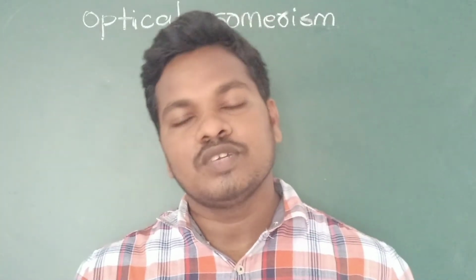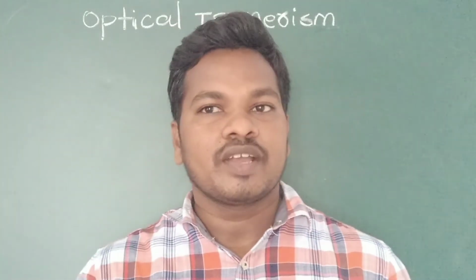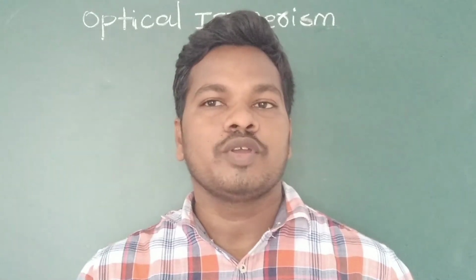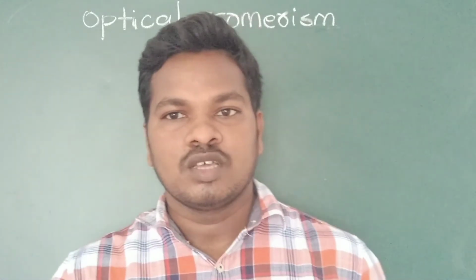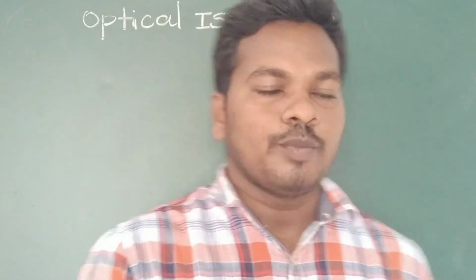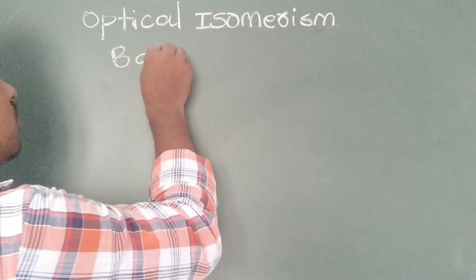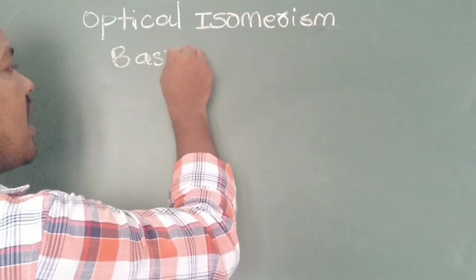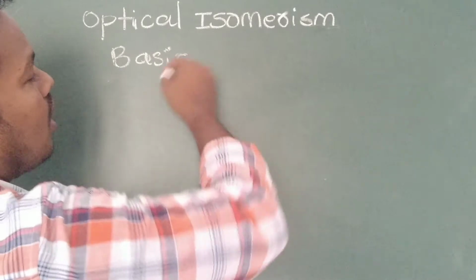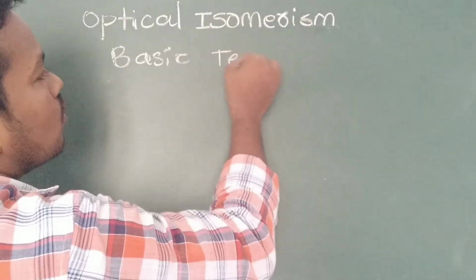So last class we discussed geometrical isomerism. This class we are going to learn about optical isomerism. Before going to optical isomerism, we have to learn some basic terms. With this basic knowledge, we can understand optical isomerism very easily.